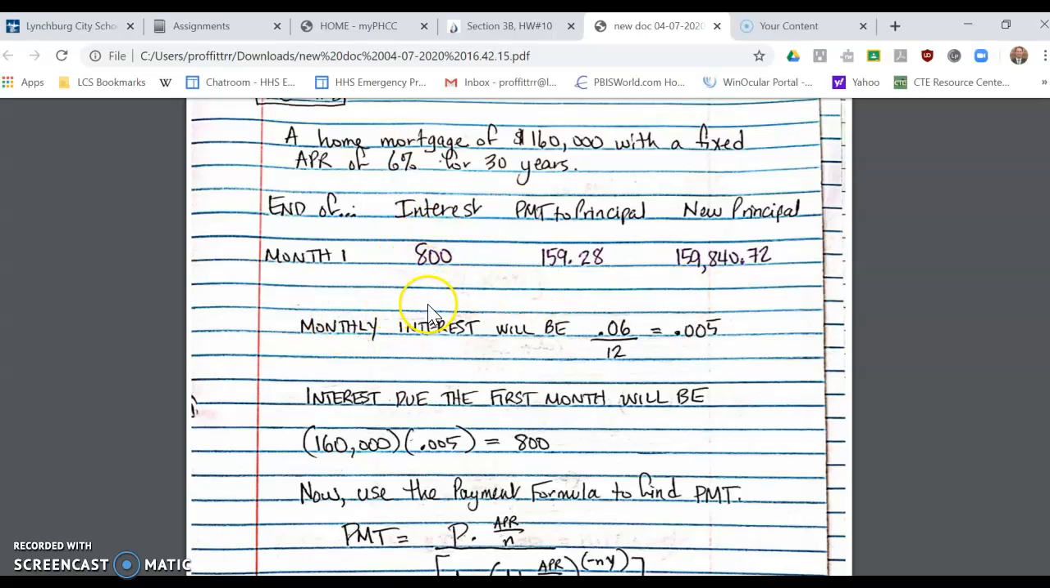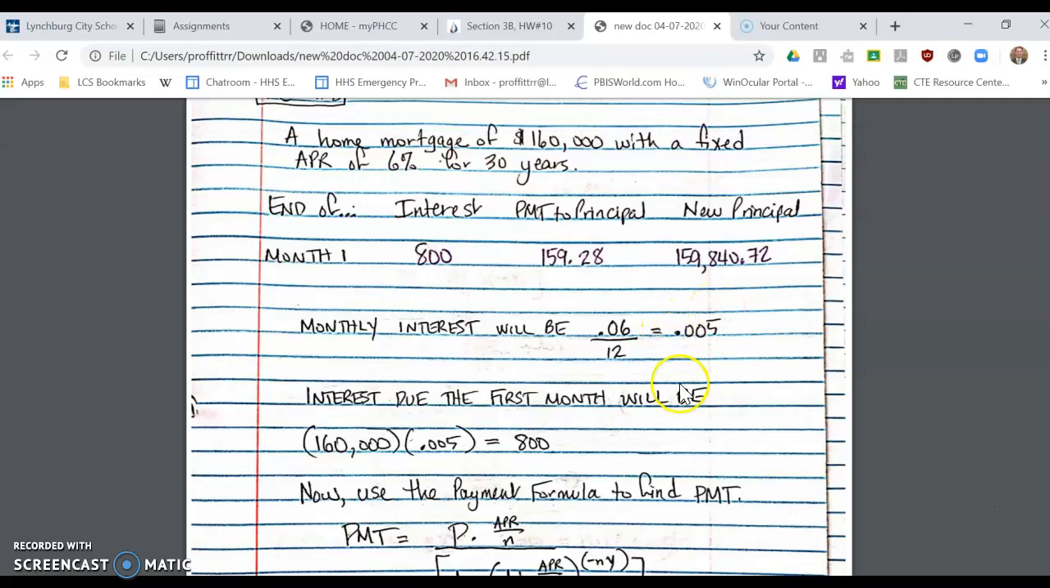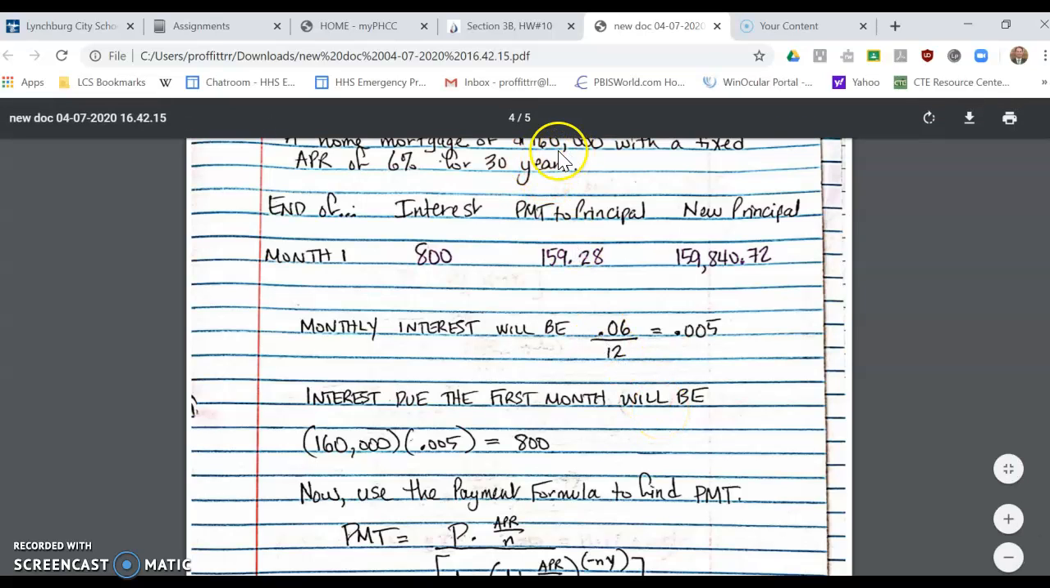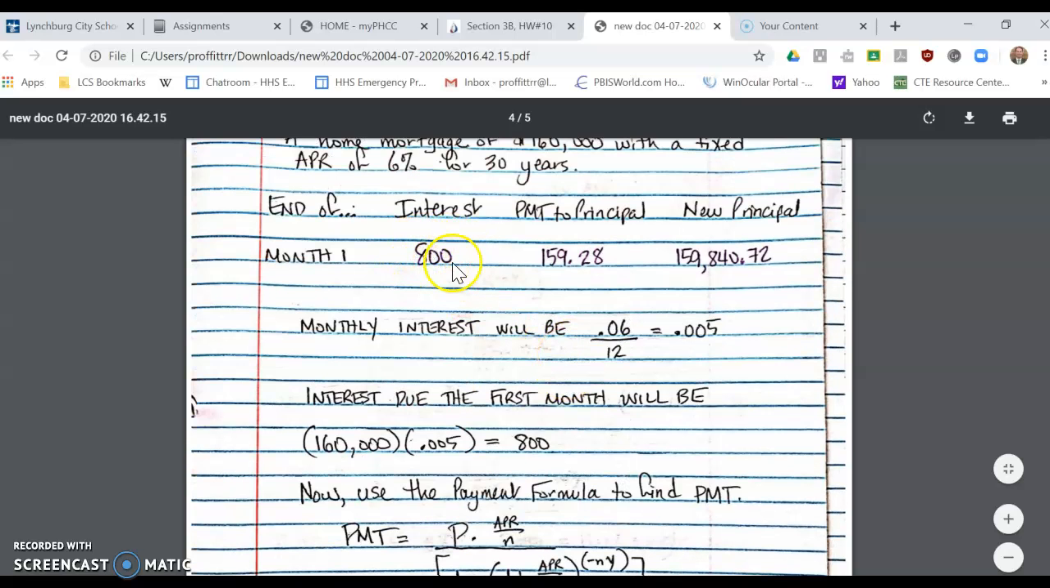The monthly interest rate is going to be your annual percentage rate, which is 6%, or 0.06, divided by 12. You split that annual percentage rate by 12 because there are 12 months in a year. So the monthly interest rate is 0.005, or 0.5%. How do you figure out how much interest will be due on this mortgage for the first month? You take the total amount of the mortgage, $160,000, and multiply that times the interest rate of 0.005. That gives you 800. So that's how we calculated the 800.